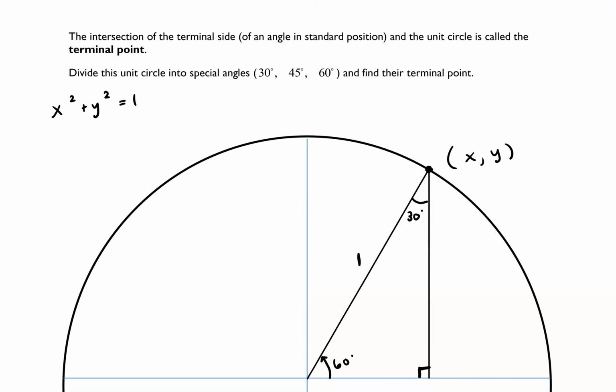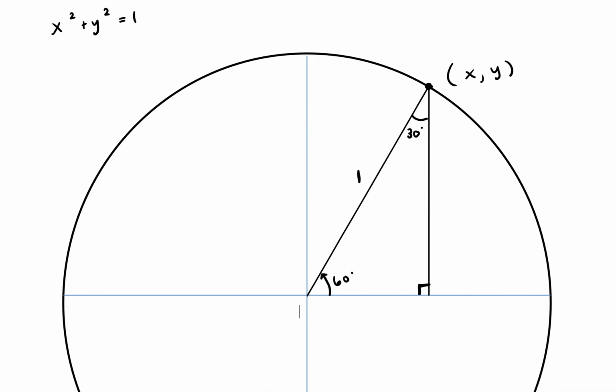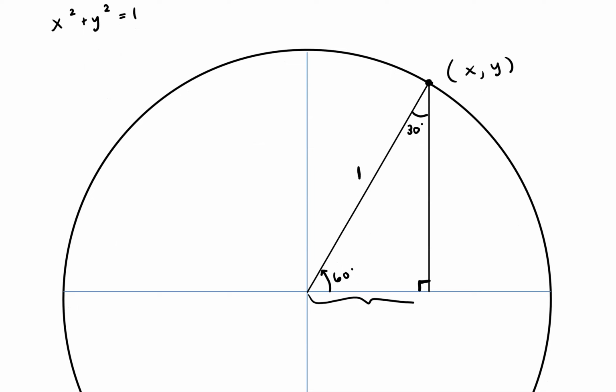So this length here is 1/2, and the other length here we found to be √3/2. So notice that that's exactly what the x and the y coordinates that we're looking for are. So our x coordinate is 1/2, and our y coordinate is √3/2.